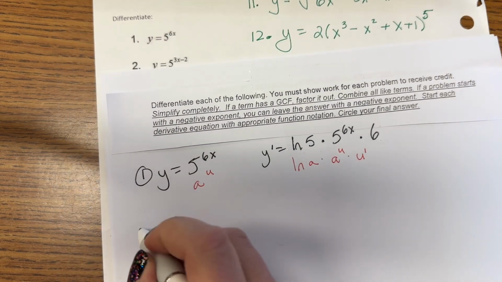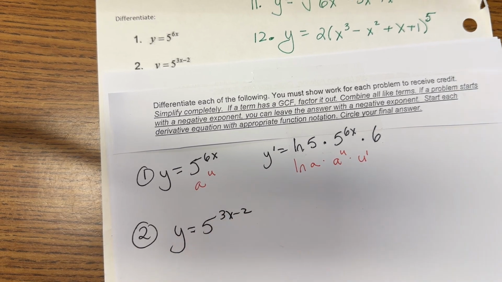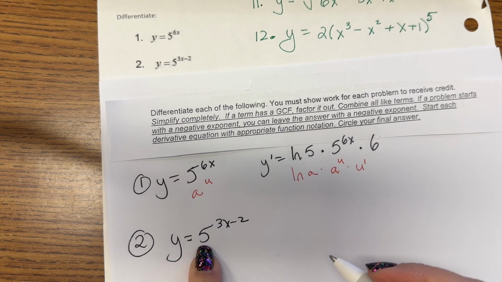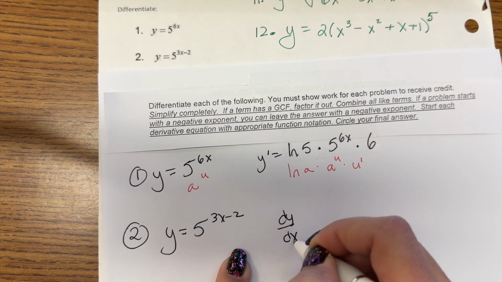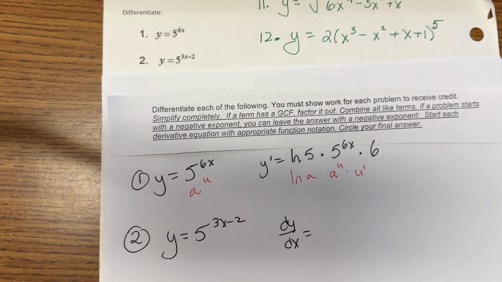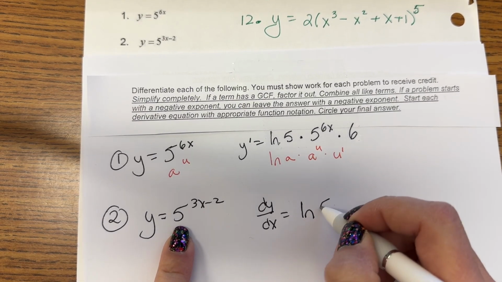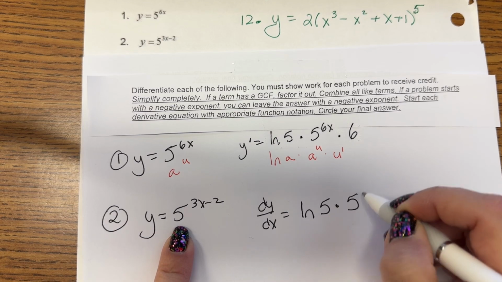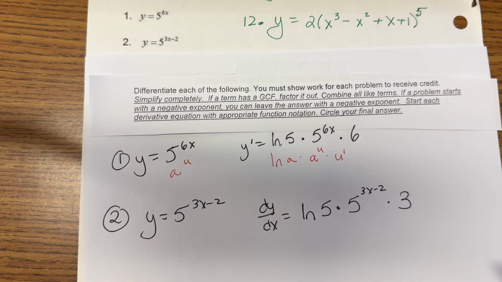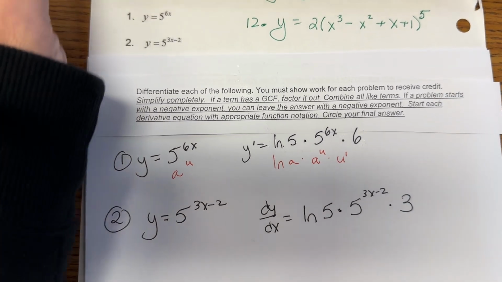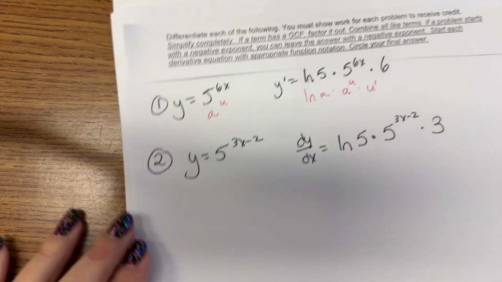Okay, we got another one in number 2. This is another exponential a to the u. So dy dx is another function notation for derivative. So the derivative is ln a times a to the u times u prime. All right, let's try 3.